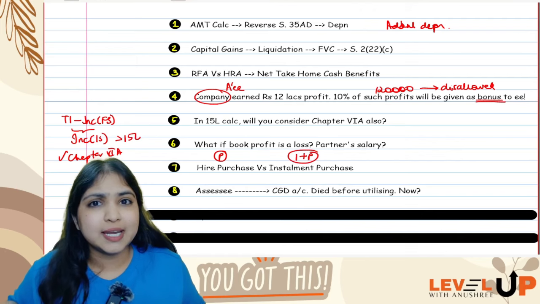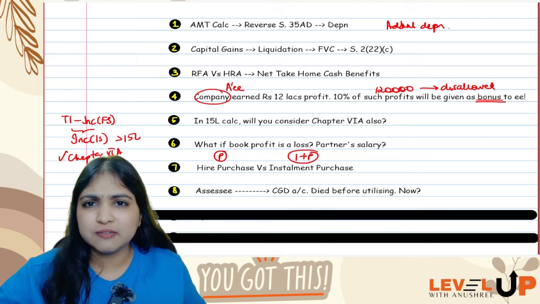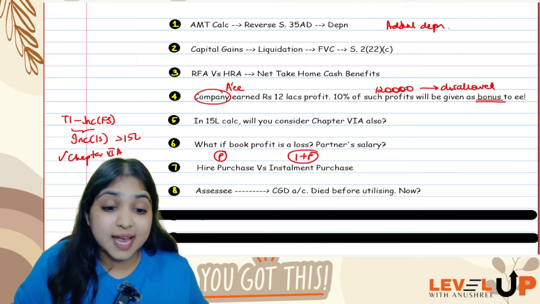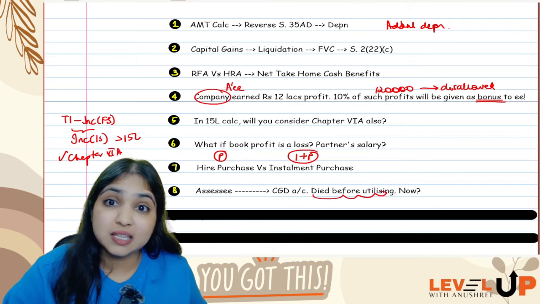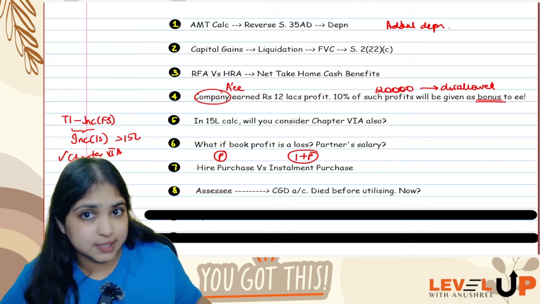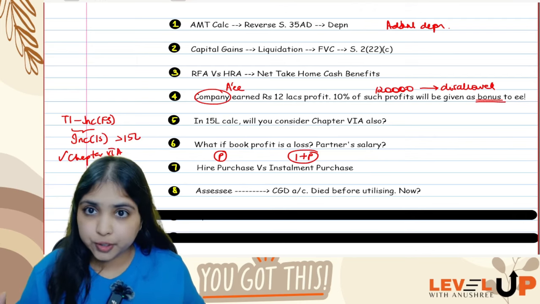Then do you know that in case assessee has put money into CGD account, yes, you will give your assessee exemption under the section 54 series. But what if the assessee has died before utilizing the money in the CGD account? Then what happens? What happens to the exemption that was claimed and what happens to the unutilized money which is still there in the account?